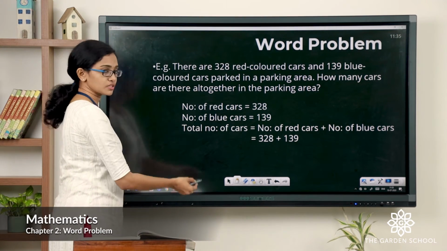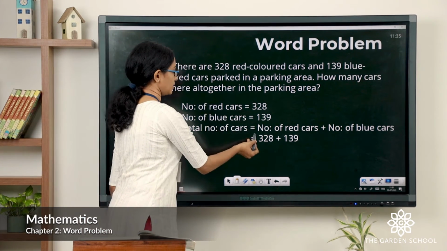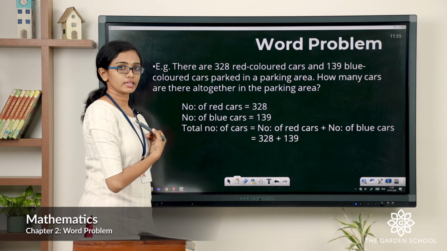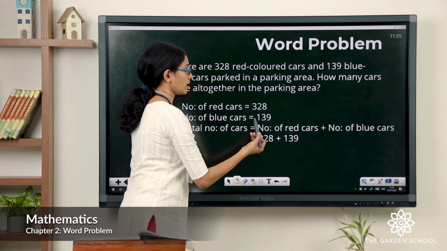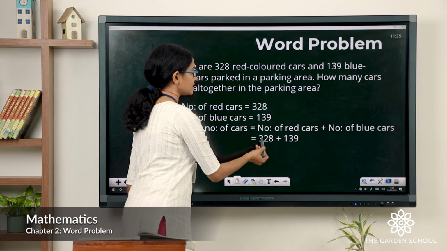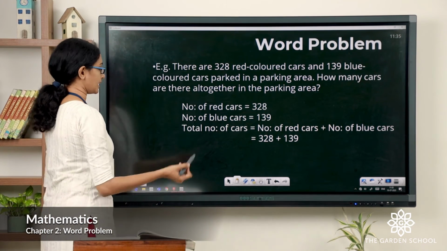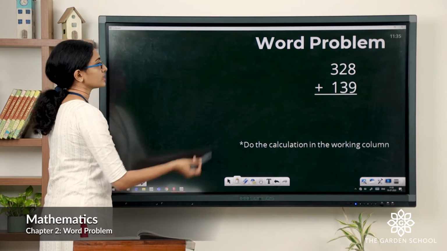Now let's substitute the numbers or the values. So total number of cars equal to number of red cars plus number of blue cars, that is equal to 328 plus 139. Now let's do the calculation.